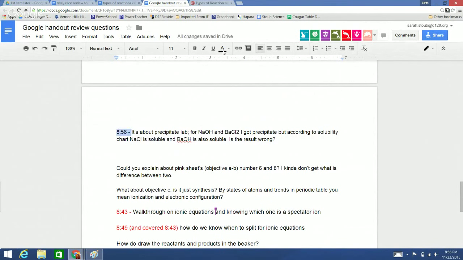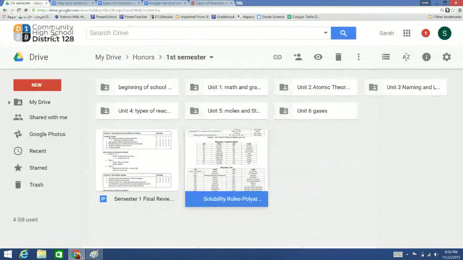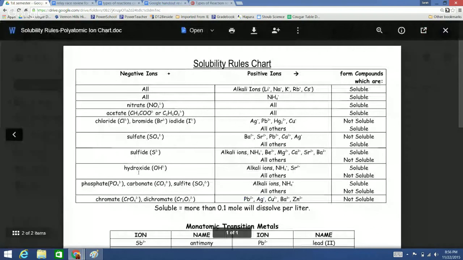Yes and no. I'm just going to check your solubility chart. And NaCl is definitely soluble. Barium hydroxide is a solid. So let me check your question.